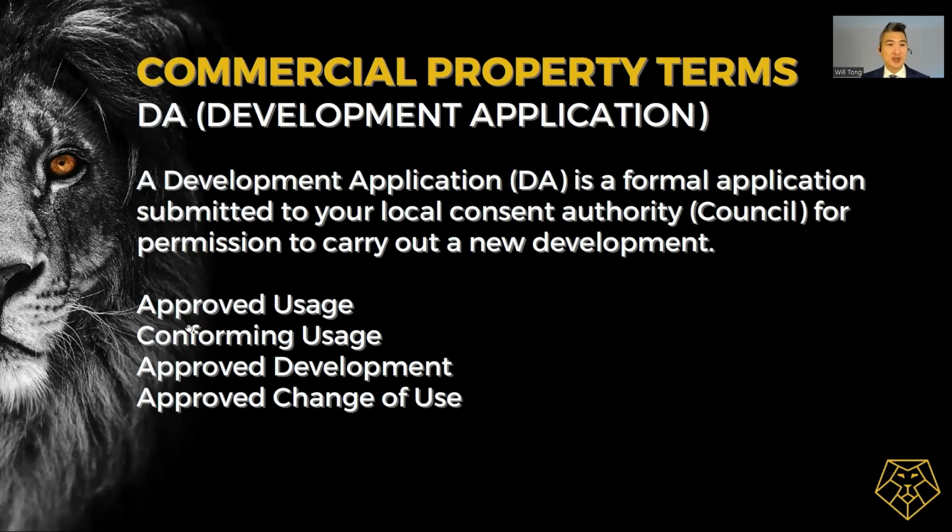Okay, so it's approved usage, conforming usage, which means let's say there was a dental practice in place, but they moved out recently. Because it already has a conforming use, then you can just move in straight away if you want to use it as a dental practice. You've also got approved developments, which is literally doing some sort of building works, renovations, extensions, or building something from scratch, or perhaps an approved change of use. So as in the example I've just used, you want to change something from what it was before, let's say a newsagency, to a dental practice, which is a change of use. Because all that will require a DA.